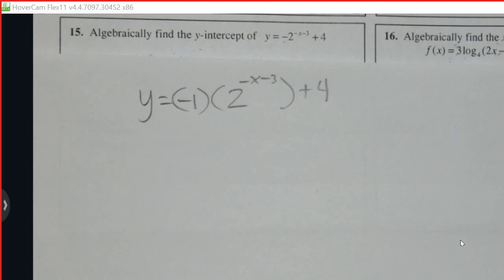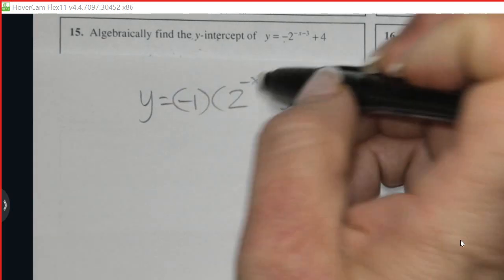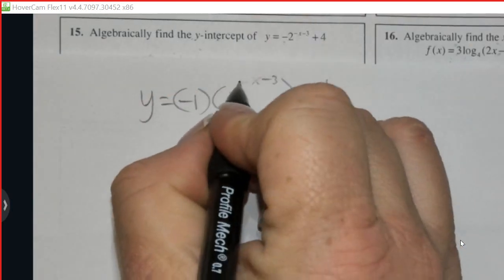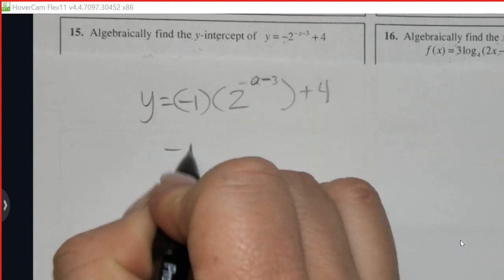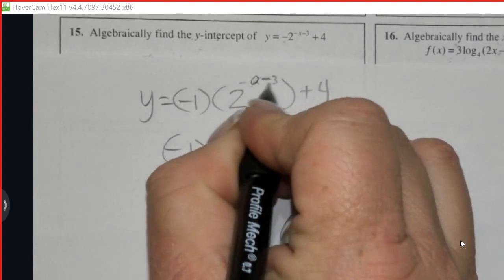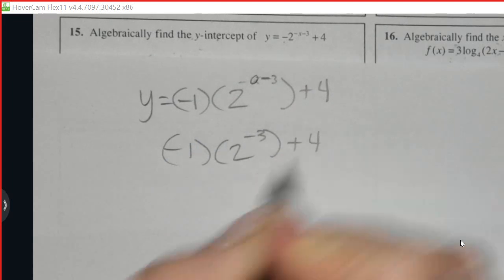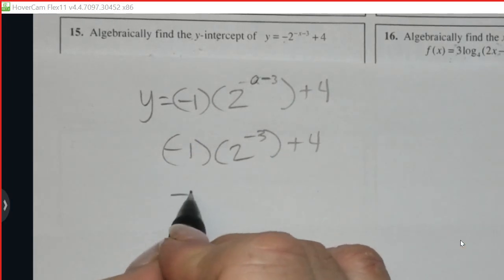So whenever we find a y-intercept, the opposite variable, in this case x, will always be 0. So I'm just going to come up here and replace x with 0. There's no such thing as -0, so it's just 0. I have -1 times 2 raised to the -3 plus 4. Okay, so I have -1.